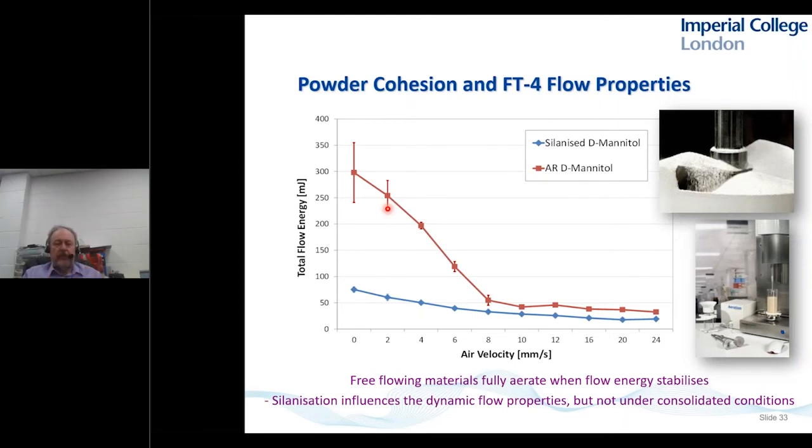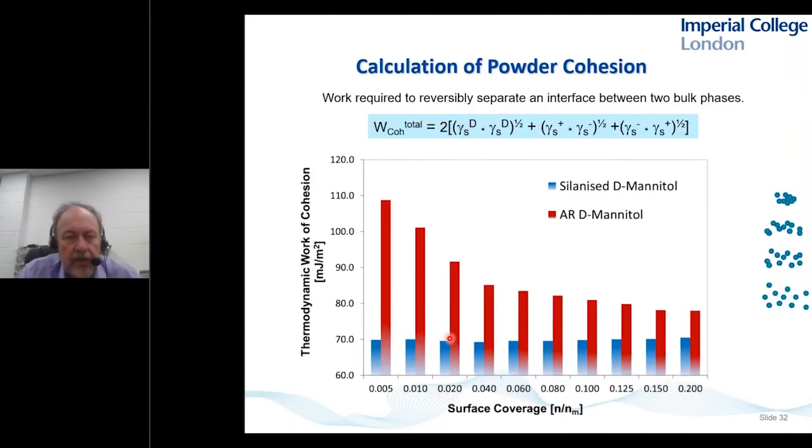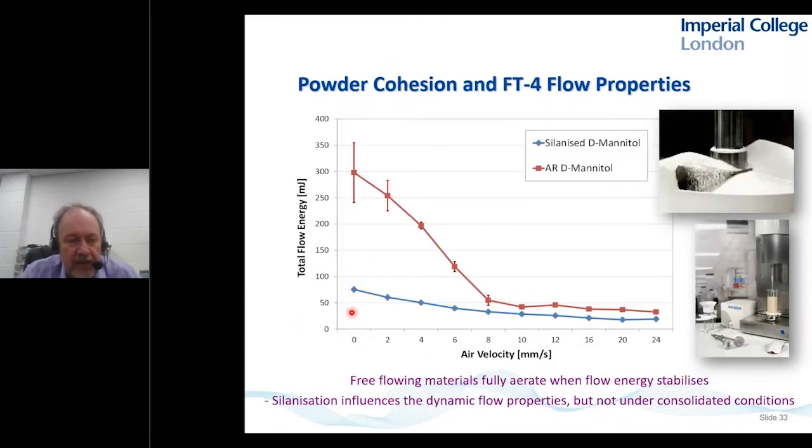So the first thing we did was a powder cohesion experiment using the FT4 powder rheometer. I told you a moment ago that the blue powder here is the silanized one, which has lower energies, so we would expect it to be easier to flow. And you can see here the flow energy for the silanized material is much lower than the native as received material. So essentially, once we silanize the material, we're able to substantially change the flow behavior of the material, particularly when the materials are aerated.